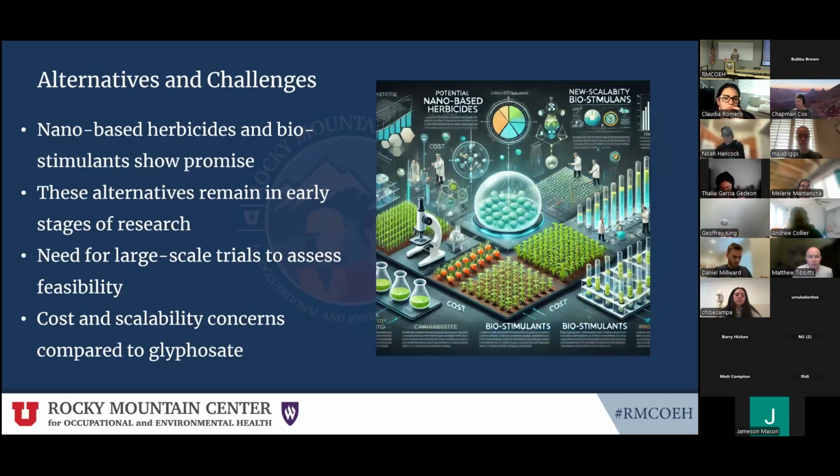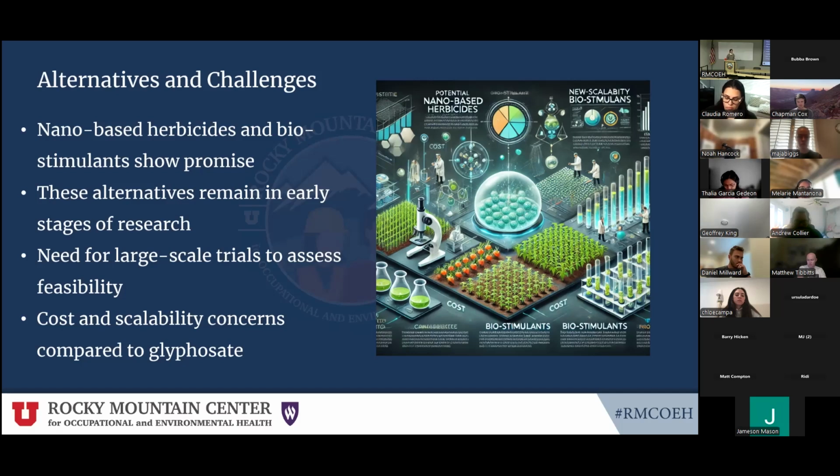Here are some alternative solutions and challenges that have been addressed. So this study also explores potential alternatives to glyphosate, such as nano-based herbicides and biostimulants derived from natural compounds. These alternatives are promising but remain in early stages of research. One of the biggest challenges with these alternatives is scalability.